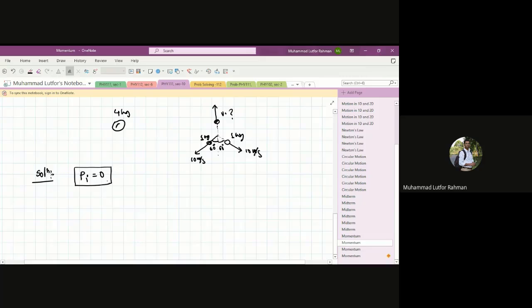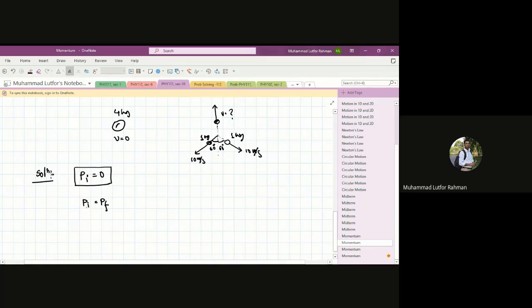Do you understand my point? The initial momentum of this system is 0 because it was stationary initially, right? So that's why its momentum initially is 0. Since we know that momentum initial must be equal to momentum final, for this case it will be the same.